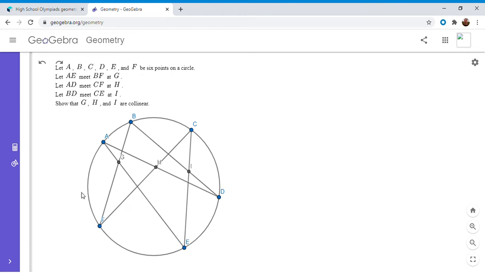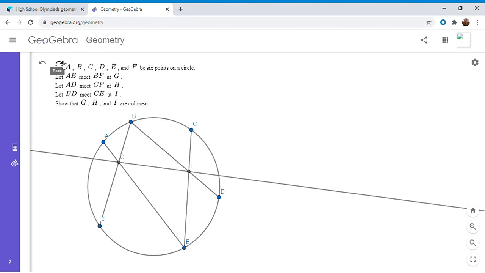Okay, so here's my plan. I want to show that G, H, and I are collinear. I'm going to hide point H for now, and I'm going to try to show that the intersection of AD and CF lies on the line GI. That would be equivalently saying the same thing. I'm going to extend GI to meet the circle at points J and K. The whole reason I'm doing this is because I want to be able to project lots of things onto the circle. You'll see why coming up.